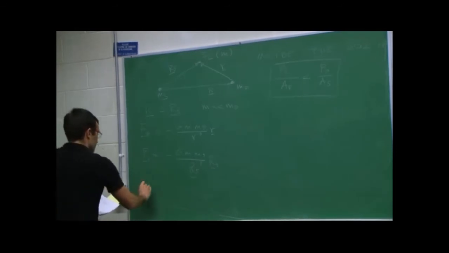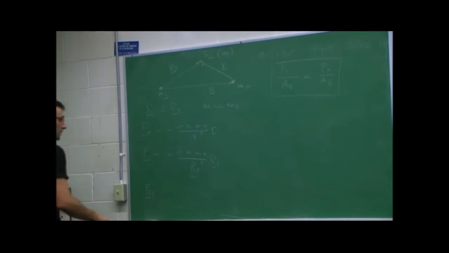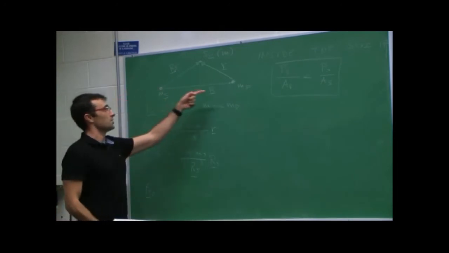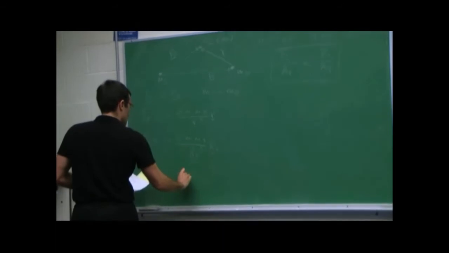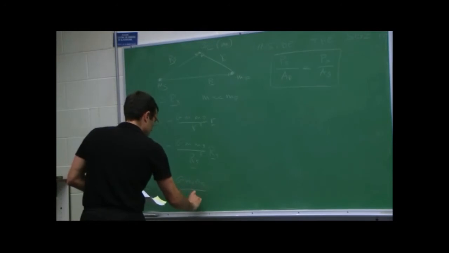And finally, F_SP. By F_SP, I mean the force that the sun is exerting on the planet, which is minus G m of the planet, m of the sun, over big R cubed, big R vector. Okay.